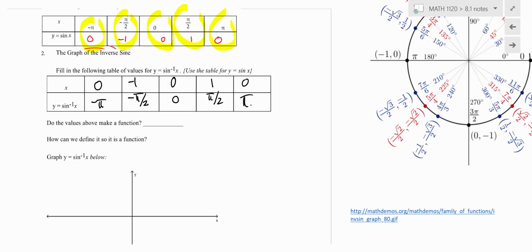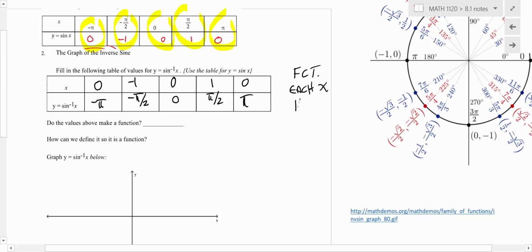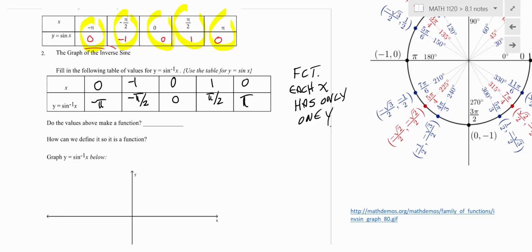Now let's see if this makes a function or not. The key thing is if we plotted these points on a graph. One thing about a function, the meaning of a function, is each x has only one y. That's what we mean by a function. That's something you generally learn in college algebra. So I want you to look at this real carefully. Look at this x. x is 0. Look how many y's it has. It has pi, it has 0, and it has negative pi. Is that a function? No, that's not a function.